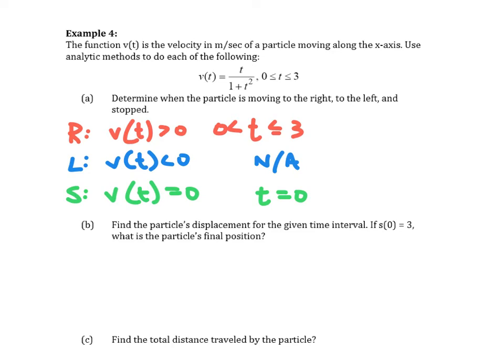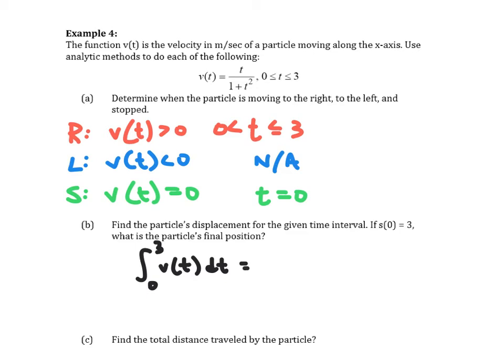So find the particle's displacement for the given time interval if the initial position is 3. What is the particle's final position? Okay, so let's think about displacement. Remember, displacement is the integral from start time to end time of v of t dt. So this will tell us the amount of distance traveled in which direction, where it ends up. Does it end up to the right of its initial position or to the left?